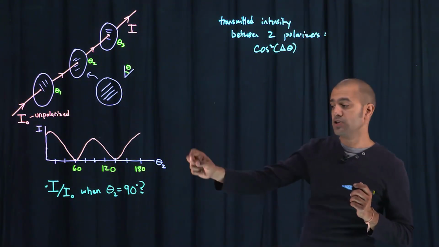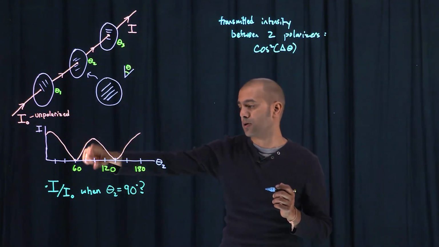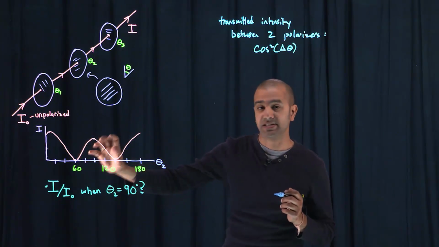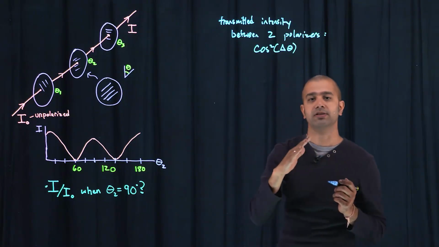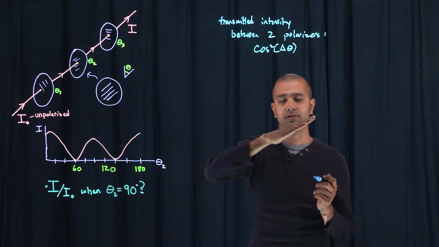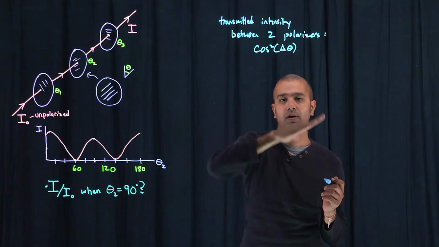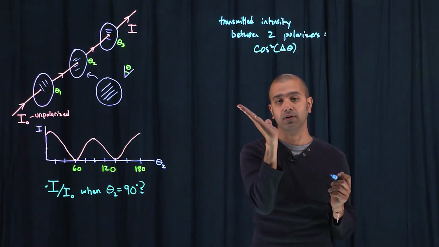Let's first use the information from the first dip. We know that the first dip occurs when theta 2 is at 60 degrees. So theta 1 or theta 3, one of them has to be at a right angle compared to that. So for 60 degrees, we can add 90 to get 150, or we can subtract 90 to get negative 30.